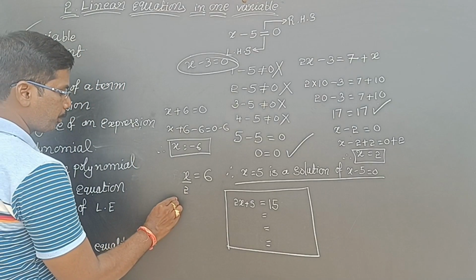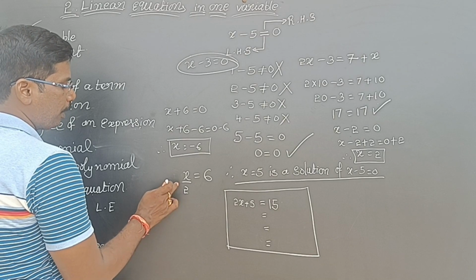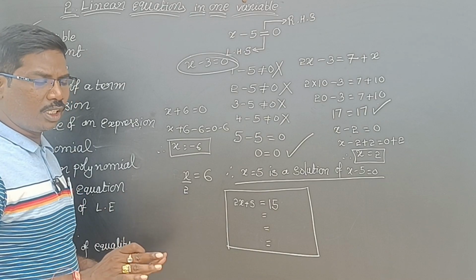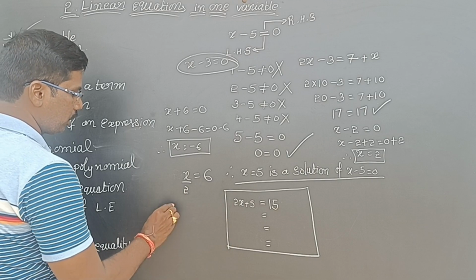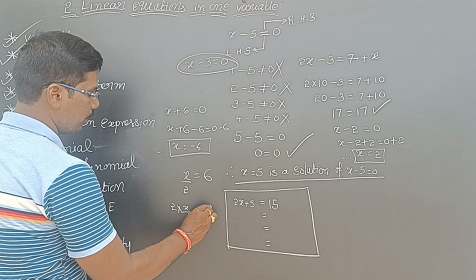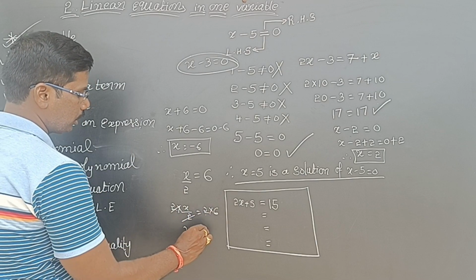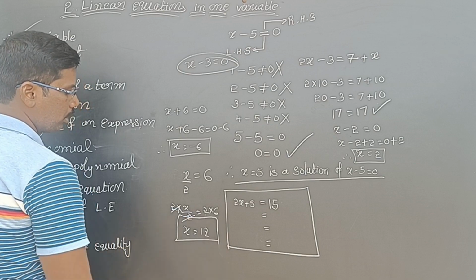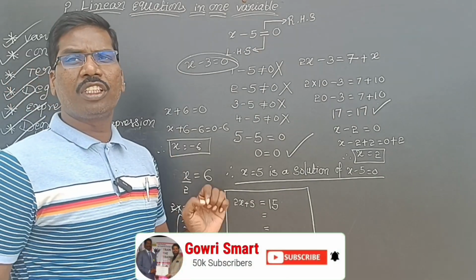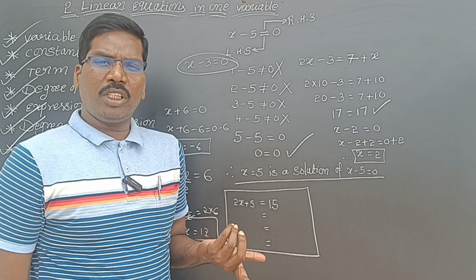Now see here, I am multiplying, because 2 is there, so 2 should not be there. That's why I want to multiply by 2 on both sides. So 2 into x by 2 is equal to 2 into 6. The 2s cancel, x is equal to 2 sixes are 12. I got the answer. So multiplying on both sides with the same number other than 0, I am getting the x value. That is one method.